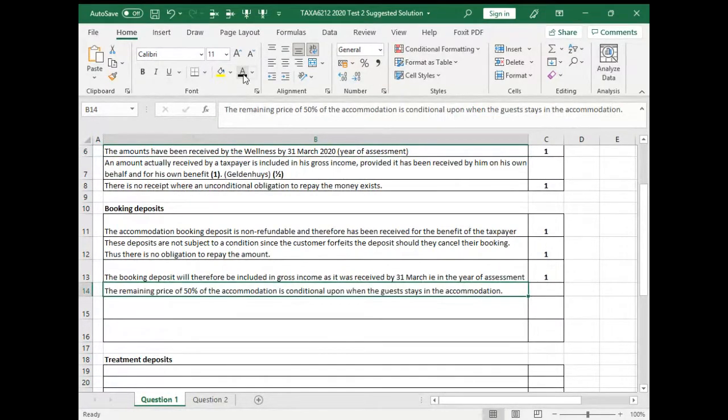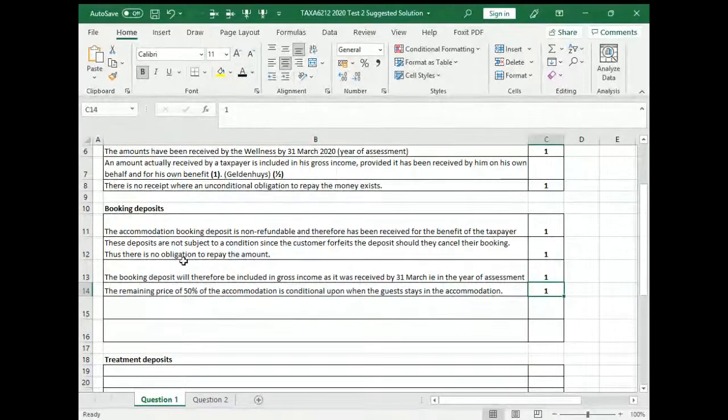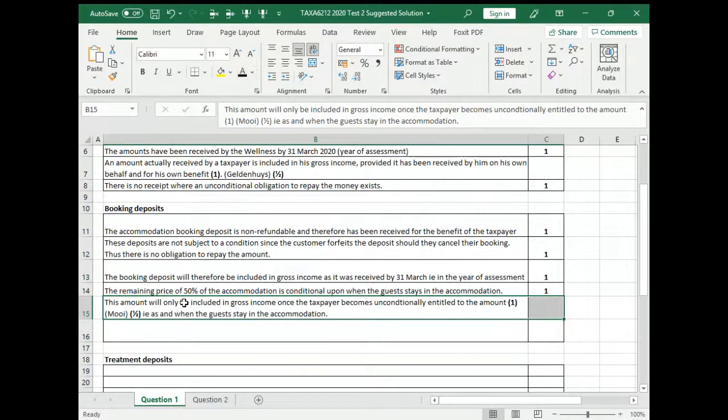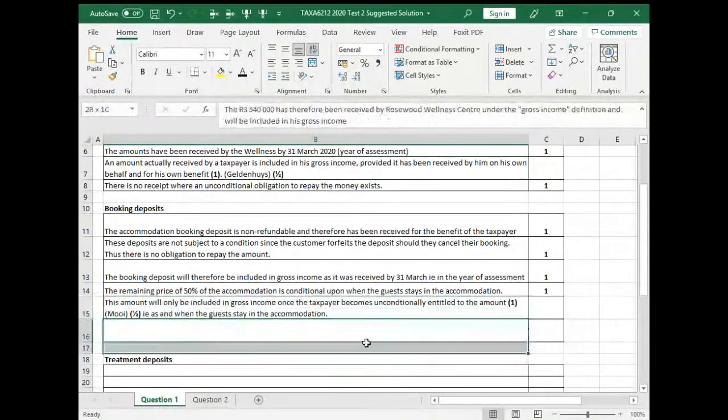Now, what you have to do is talk about the remaining 50%, which is the accommodation. That remaining 50% that will have to be paid is conditional upon when your guest actually stays at the accommodation. So the deposit will be included in gross income, but that remaining 50% will only be included once they've actually stayed there. And that is according to your Moy court case, which says it will only be included in your gross income once your taxpayer becomes unconditionally entitled to that amount. So that is when they physically stay in the accommodation.